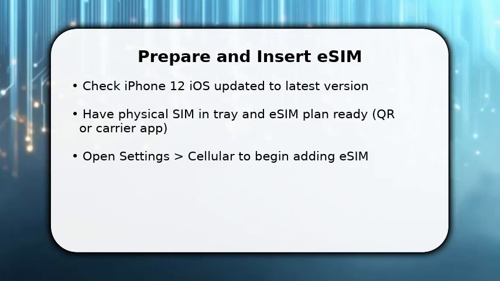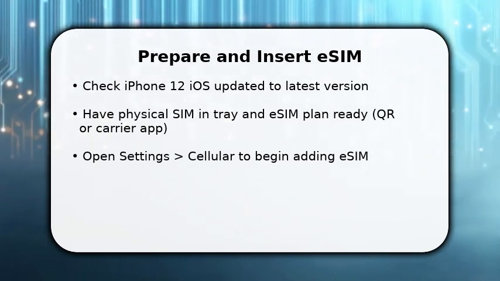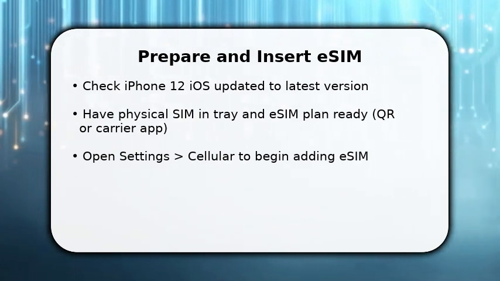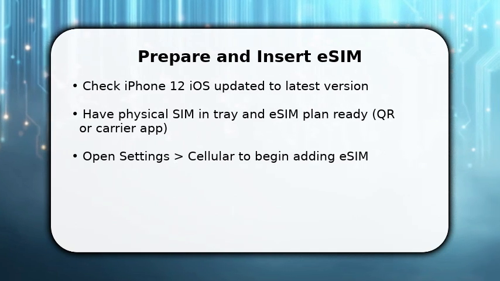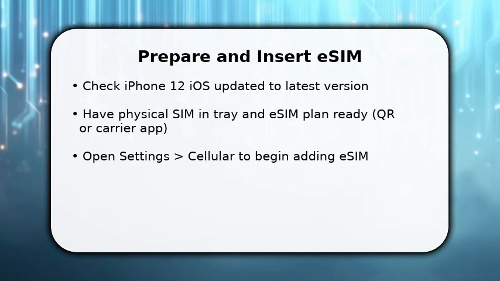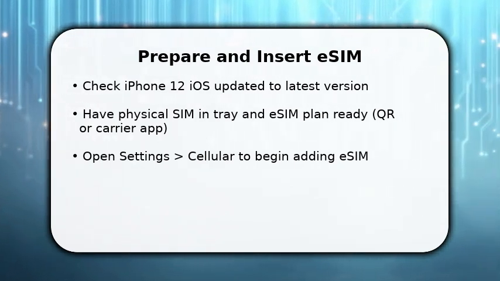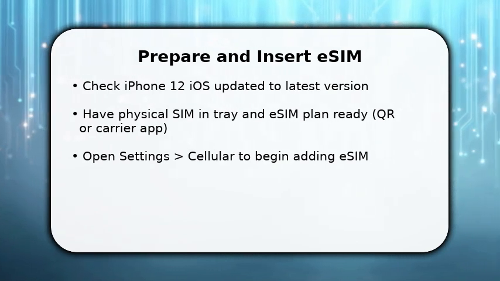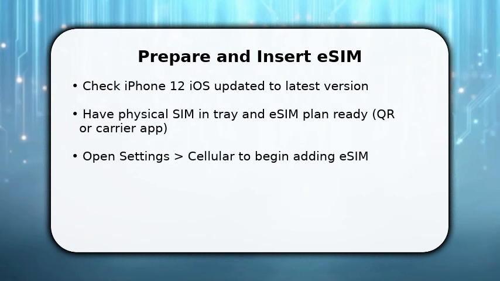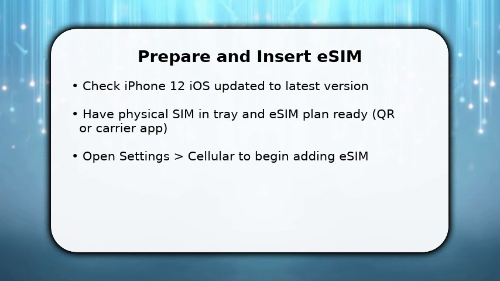You start by preparing the phone and carrier info. Make sure your iPhone 12 is updated, your physical SIM stays in the tray, and you have the carrier's eSIM QR or activation code. Once done, open Settings, tap Cellular, then add Cellular Plan so the phone can scan or accept the eSIM details. Do this now so the device recognizes both lines. This step establishes the secondary number profile that will coexist with your primary physical SIM.